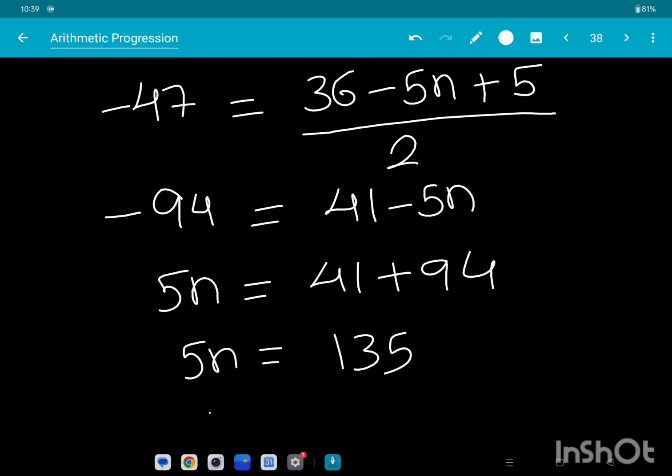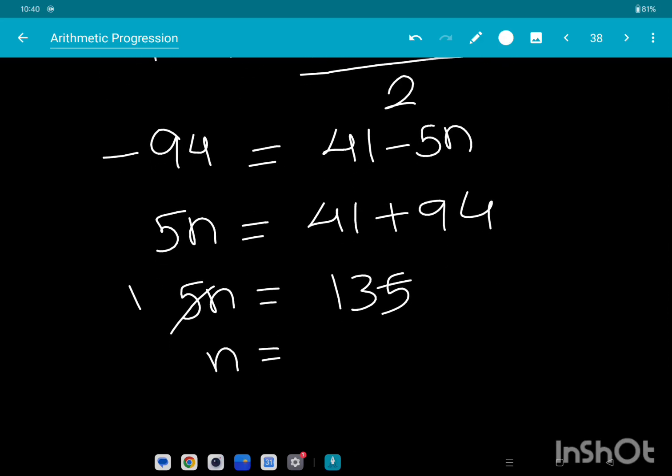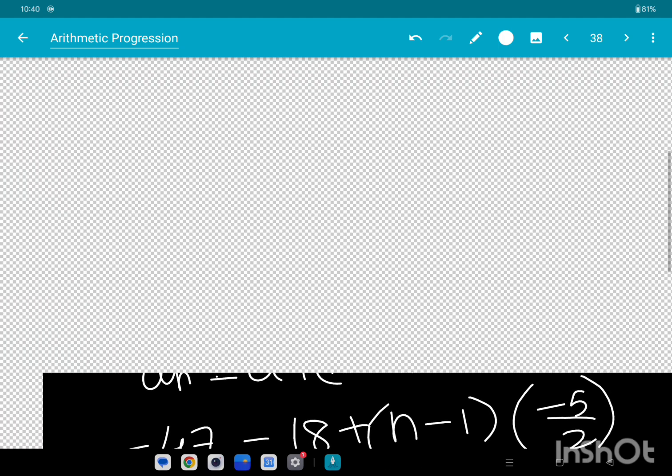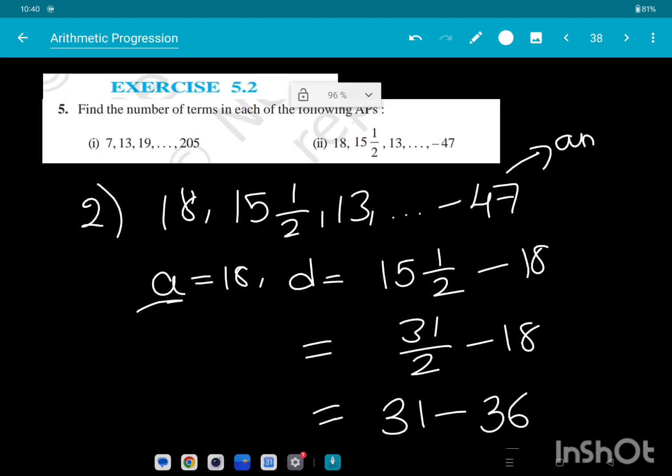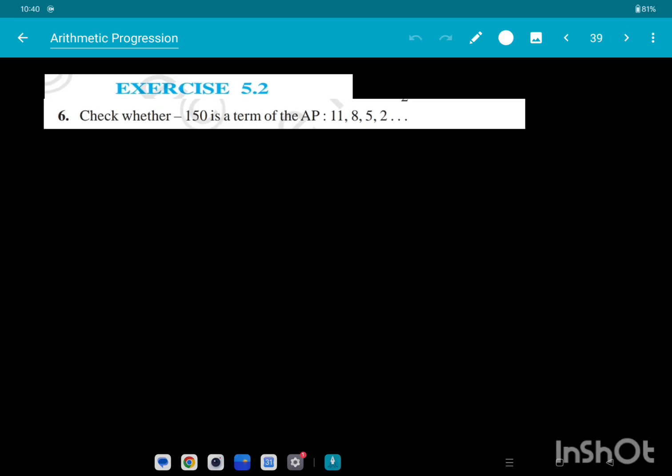5n is equal to 135. So n is equal to, 5 2s are 10, 5 7s are 35. So n value is 27. So there are 27 terms in this AP. In this AP there are 27 terms and the last term is minus 47. So this is the way we will find these type of questions. Now we will move on to the next question.